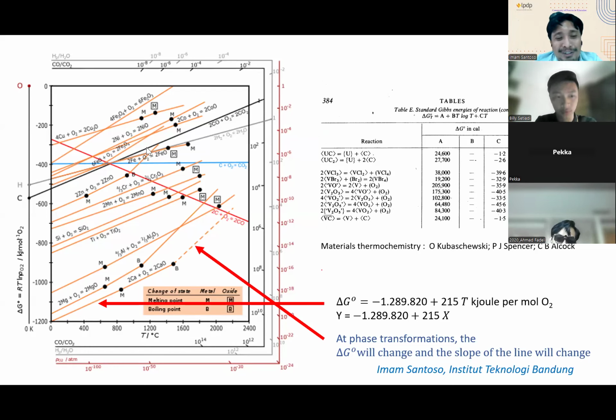Okay, thank you, Billy. You saved ITB's face. Okay, guys, I like this kind of two-way discussion, right? So the slope can change.